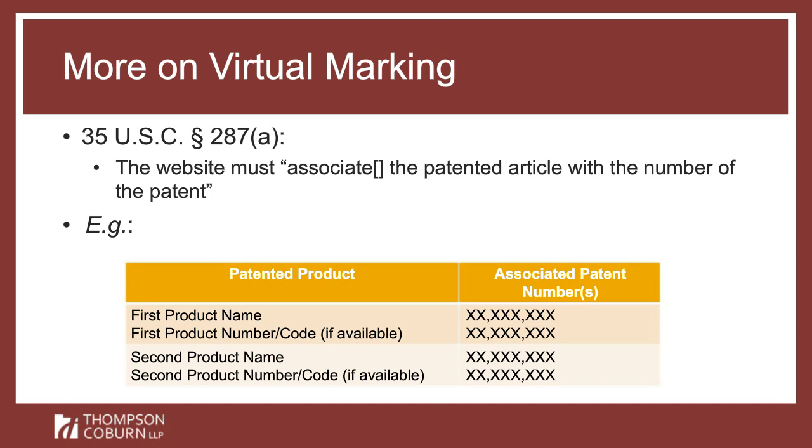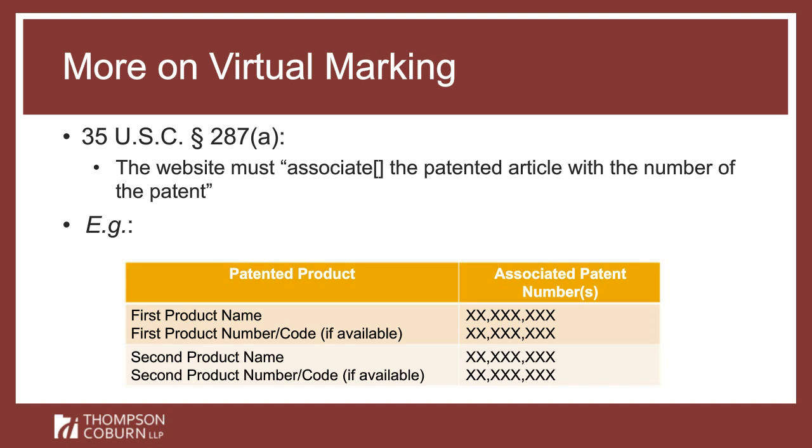Sometimes you may have a landing page where you have different categories of products, and then you can click on a category, and that will take you to the specific products within that category and give you their patent numbers. In other cases, companies will actually have a searchable database. You can type in the product name or the product number, you hit search, and it will pop up with all the different patents that are covered.